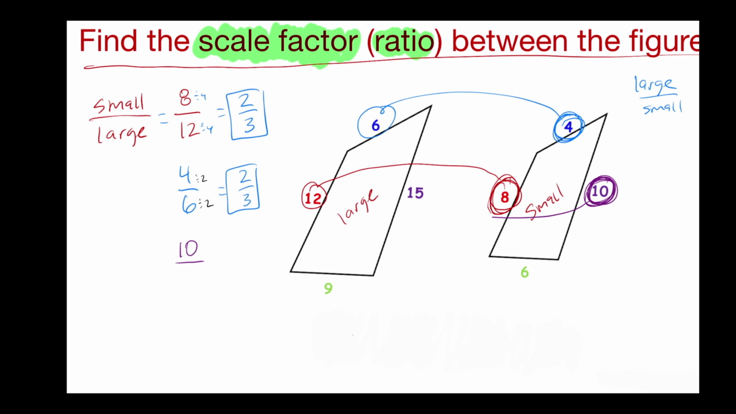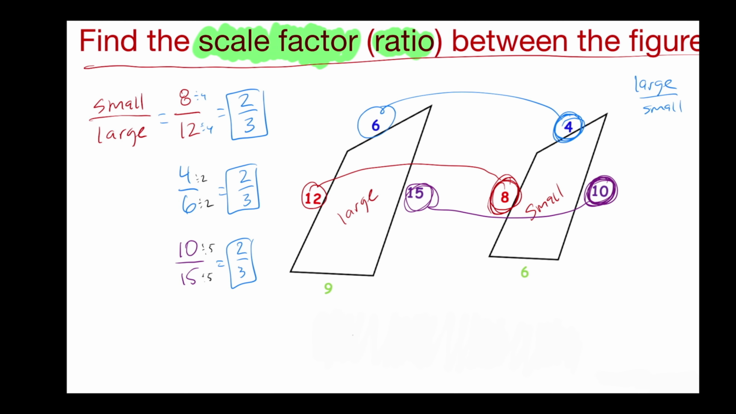15. Perfect. So it's 10 over 15. And if I divide by 5, I get 2 over 3. Woohoo! We're almost there. Some of you might say, mister, that's enough.